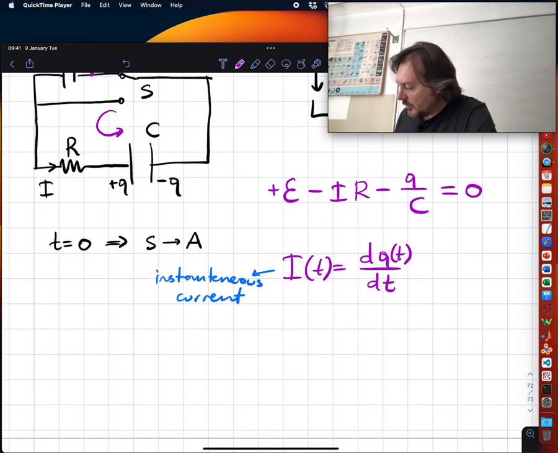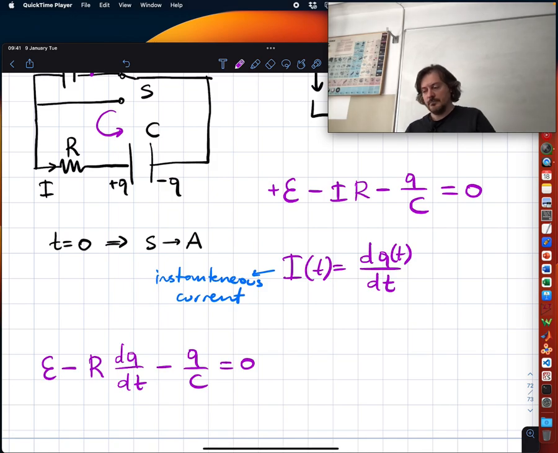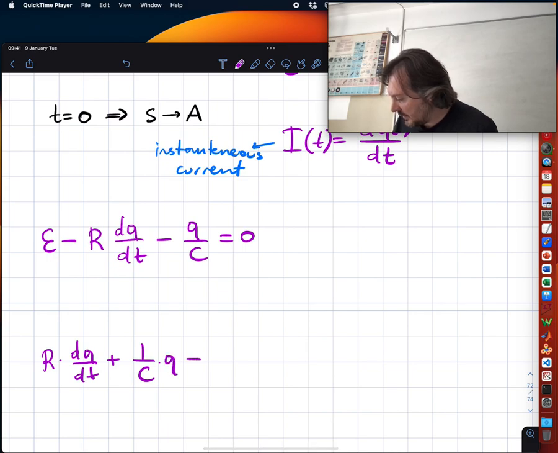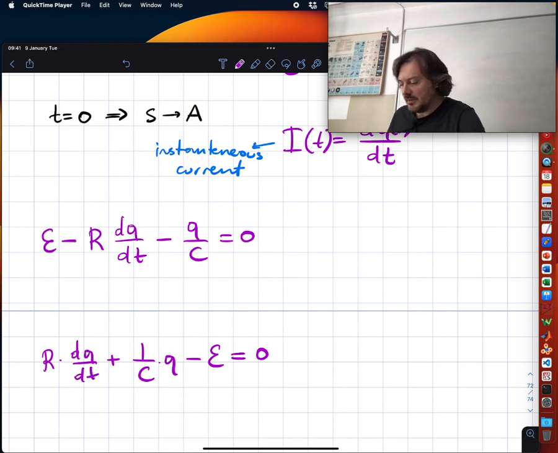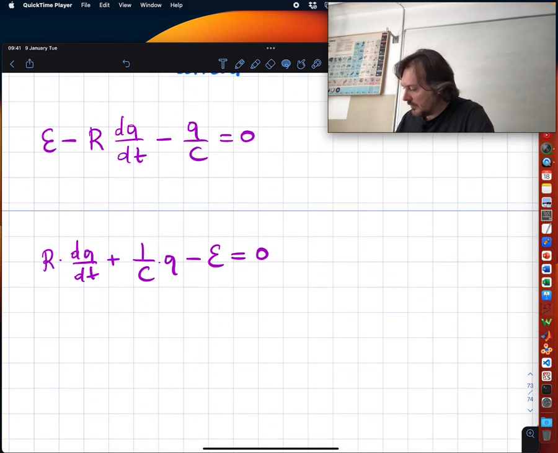Instantaneous current. Good. So can you tell me what happens if I put this in this equation? I have the same equation. E minus, instead of I, I'm going to put dq over dt, minus q over c equals 0. Right? So let me rewrite this equation. R times dq over dt plus 1 over c times q minus e equals 0. I didn't really need to do this, but I'm going to remind you of this. Copy and let me paste it down here.